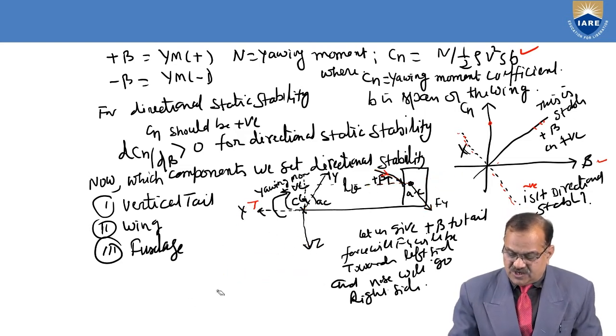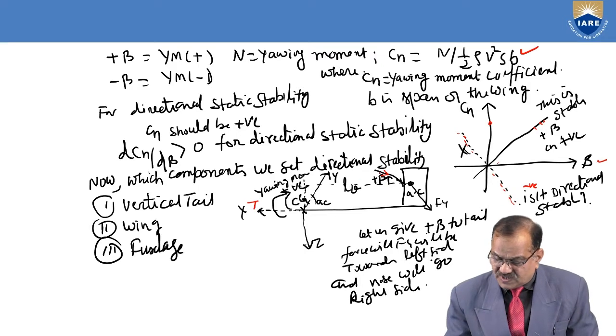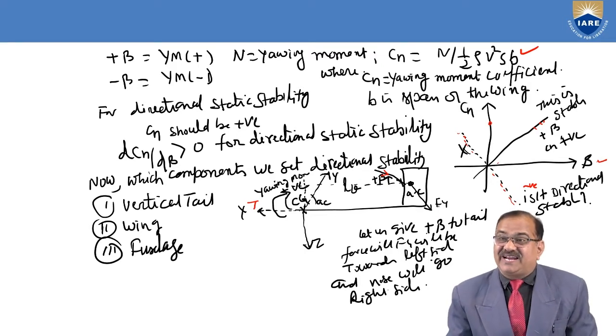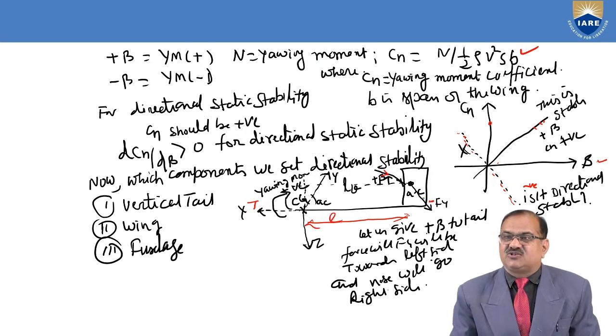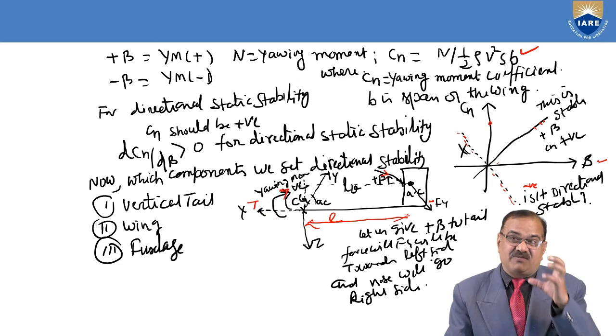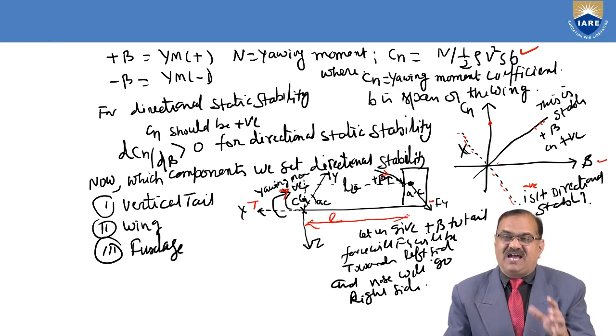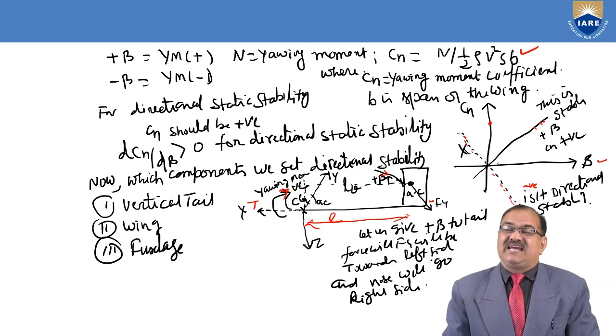I think it is clear now. Here you can see that for a positive beta, we are getting a negative Fy. It is a minus Fy. This Fy times this distance from here to here, this is the LT. So Fy into LT will turn the aircraft in this direction, and this is a positive yawing moment. The yawing moment will try to neutralize this beta, and beta will become 0 again. So the aircraft is statically stable in directional motion.